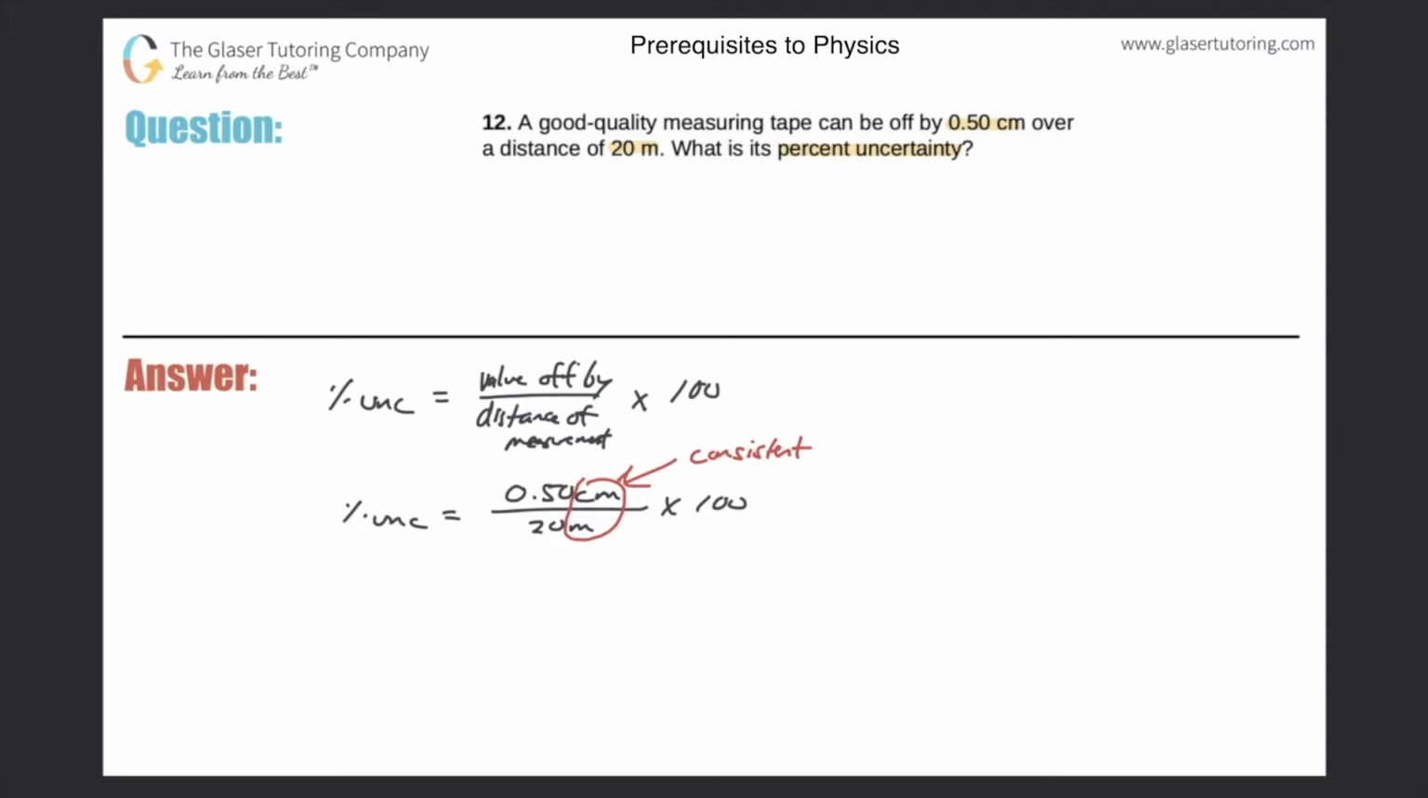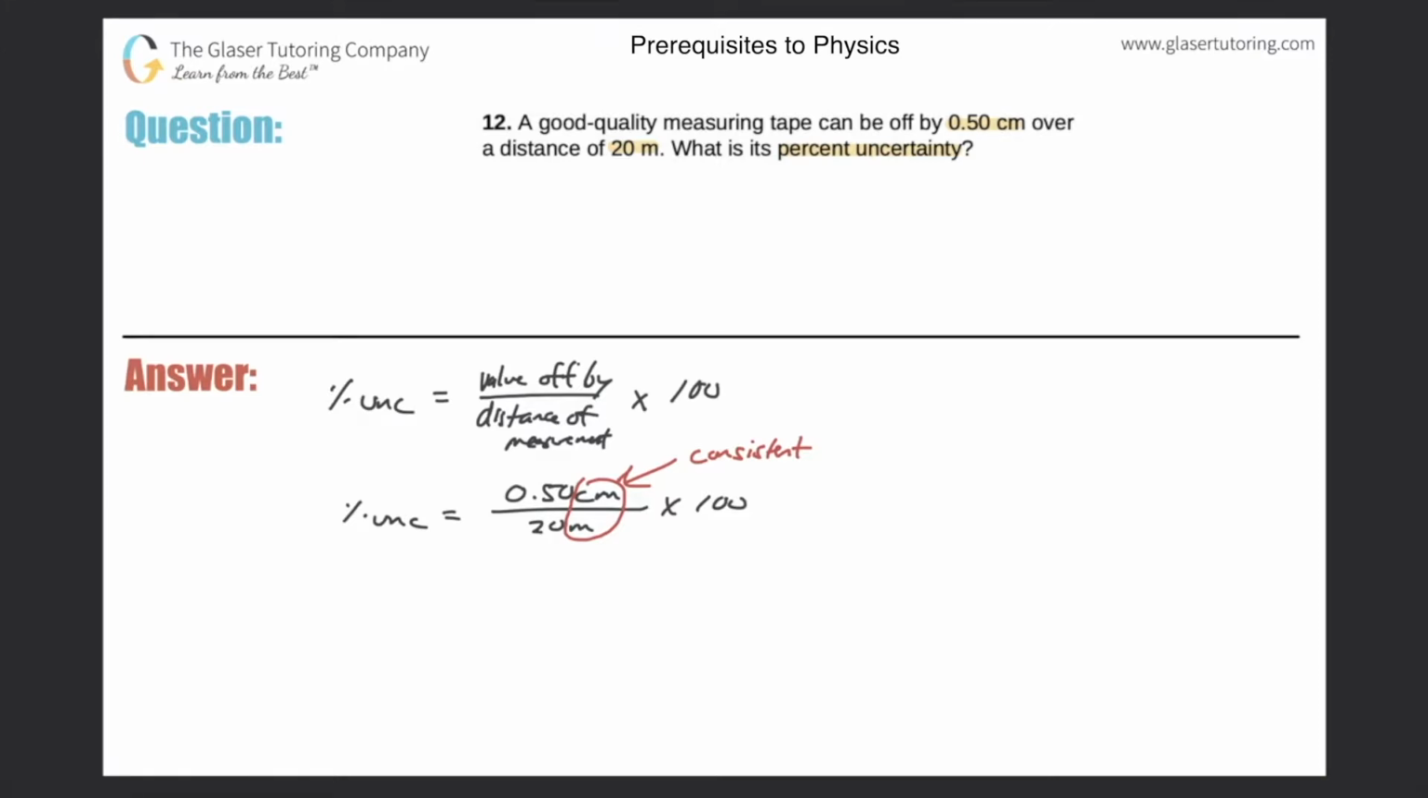If they're not the same, the calculation will not come out correctly, because the percent is essentially unitless. That means the units have to cancel. If I have centimeters in the numerator and meters in the denominator, they don't cancel, so I can't really calculate it at the moment. I just have to make sure both are the same. It doesn't matter if you convert the 0.5 centimeters into meters, or convert the 20 meters into centimeters. You would still get the same percent uncertainty.